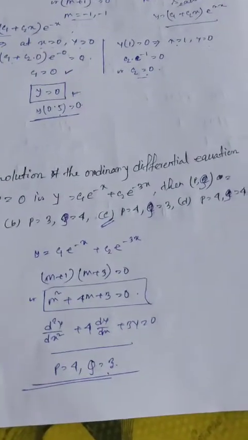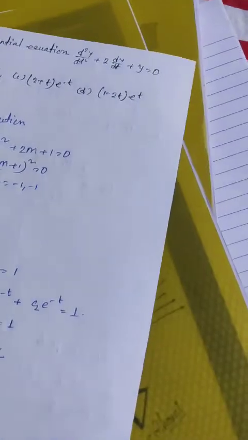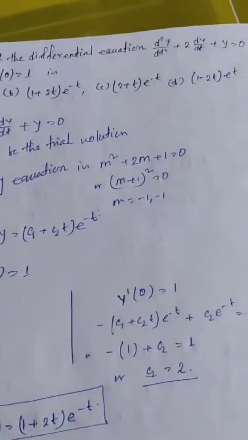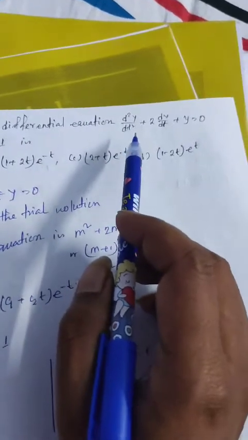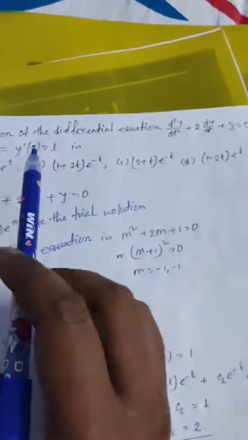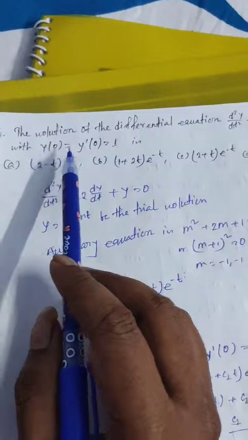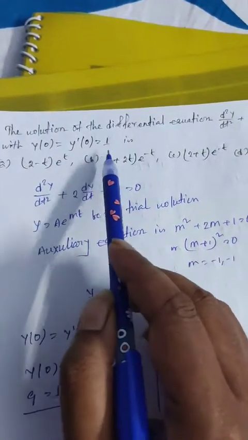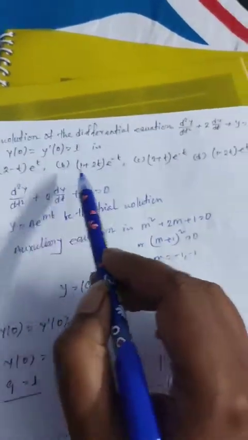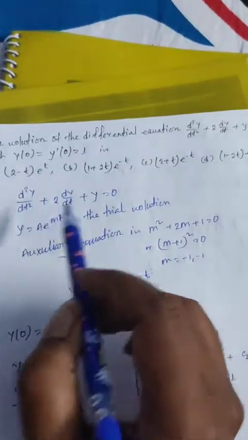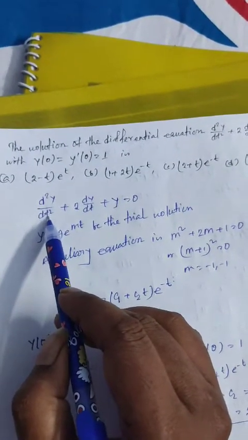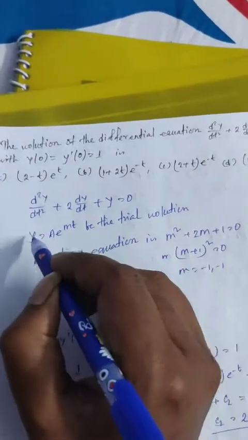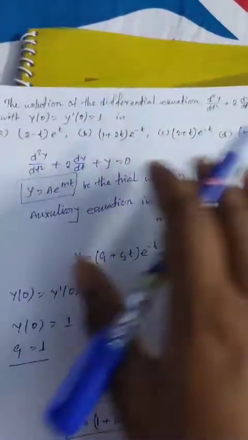So I hope you understand. Now I am going to the last problem in this video. That is the solution of the differential equation d2y/dt2 plus 2 dy/dt plus y is equal to 0 with the conditions y(0) is equal to 0 and y'(0) is equal to 1. There are 4 options given. So first of all, in place of x, here we put t. So here we will take the trial solution as y is equal to a e to the power mt.